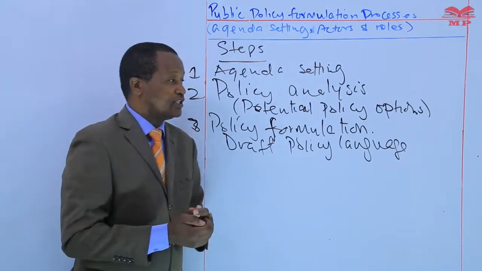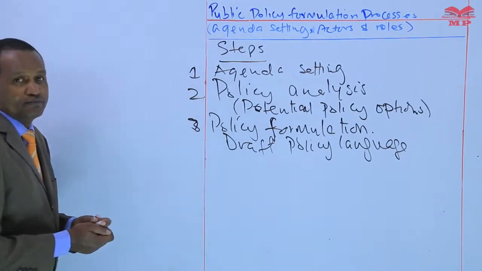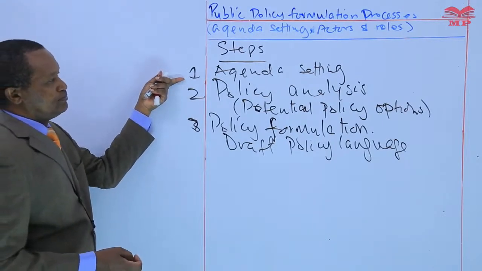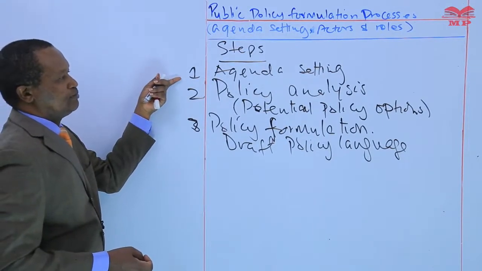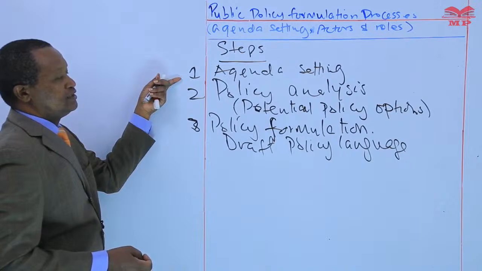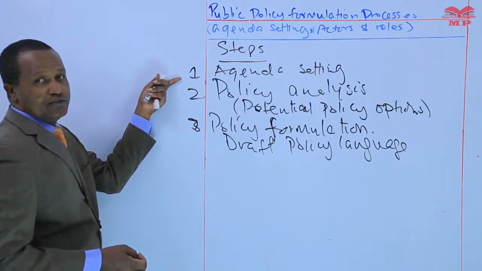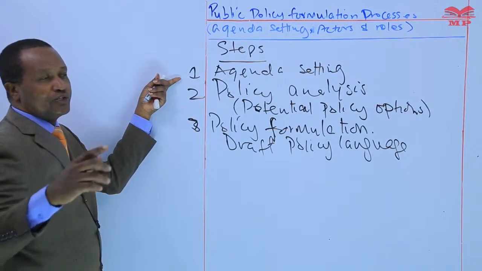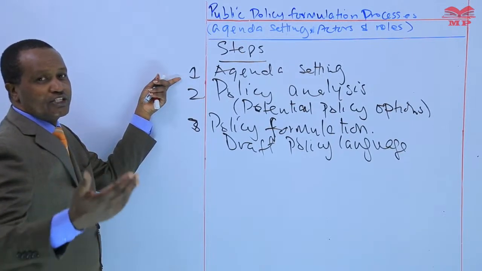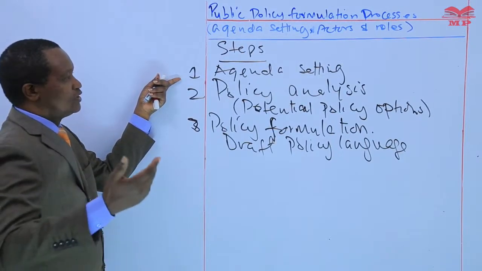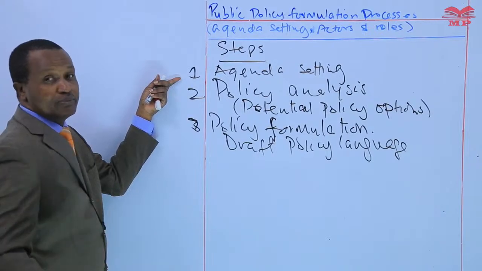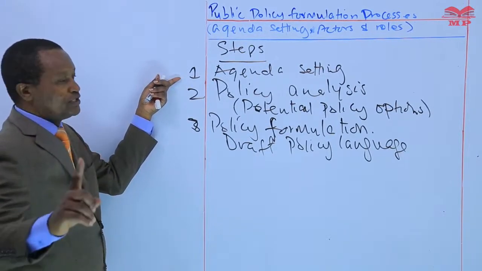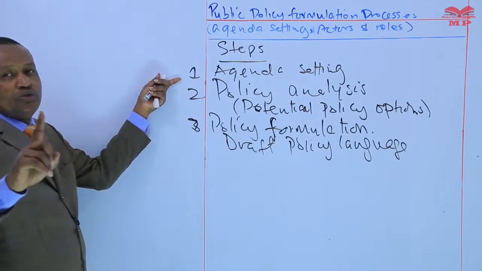So are you following, candidates, the procedure? Number one, define the problem. Set the agenda, policy agenda. Analyze data, conduct research, consult with stakeholders to find out what is the problem. Define the problem or define the issue that the policy is intended to address.